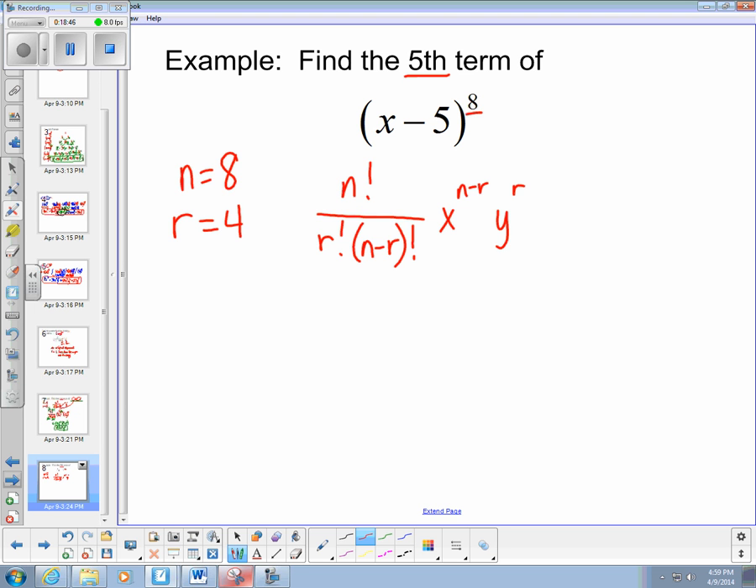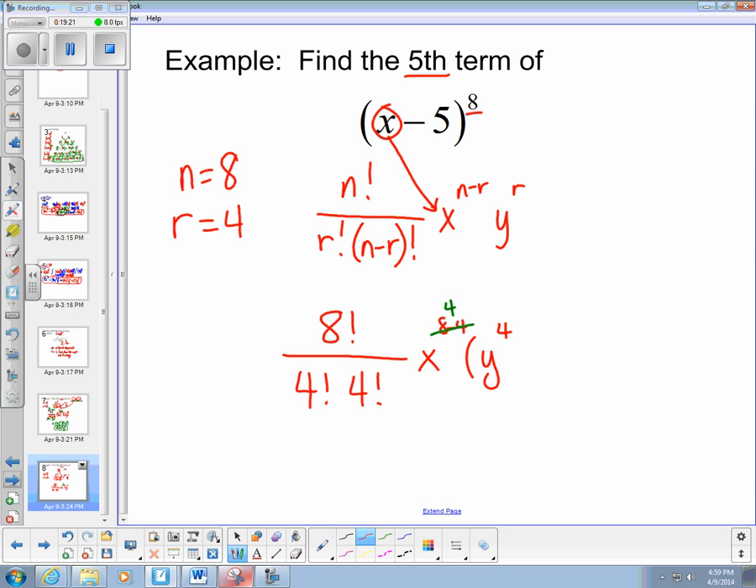Okay, so n factorial would be 8 factorial over r factorial, which is 4 factorial, and then n minus r, 8 minus 4, is another 4 factorial. Okay, x is actually x in this case. It's our first term. So we would have x to the n minus r, which is 8 minus 4, or to the 4th. And then we're going to have y to the r, which is y to the 4th. Okay, and actually I should have put that as negative y to the 4th, which isn't going to change anything, but because of this minus sign here, I need this to be my second term.